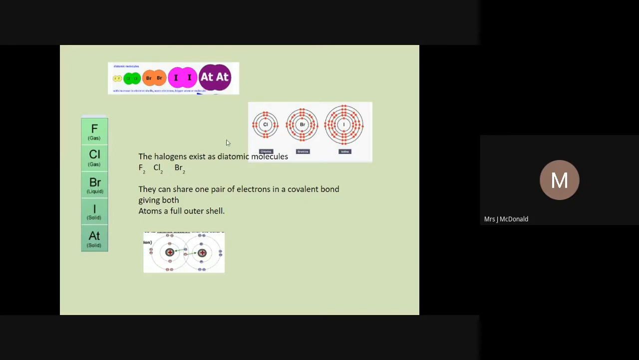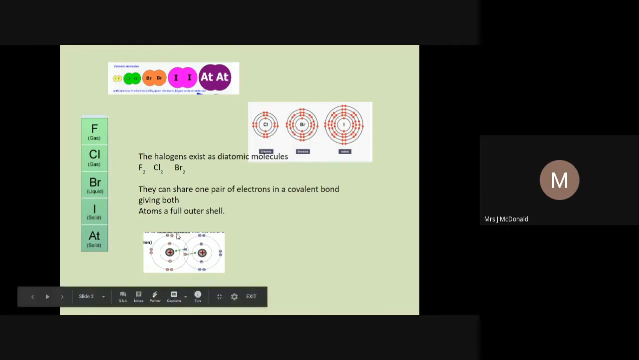They exist as diatomic molecules. So in other words, they exist as a pair. So each atom shares one pair of electrons in a covalent bond, and that gives both a full outer shell. So here we've got fluorine, F2, chlorine, Cl2, bromine, Br2, and this is how you'd write them. This is how they exist normally.